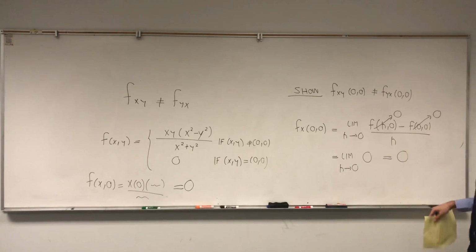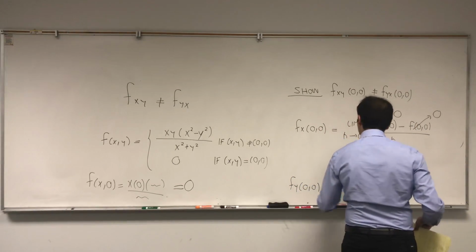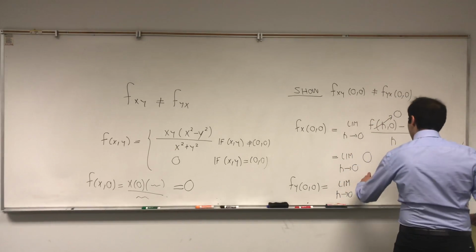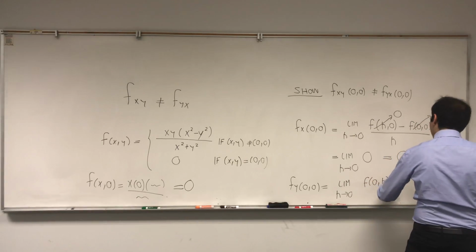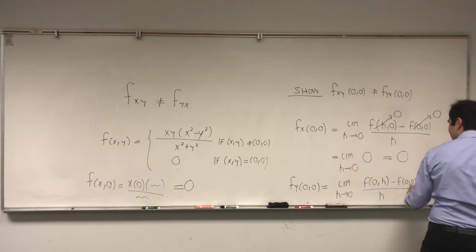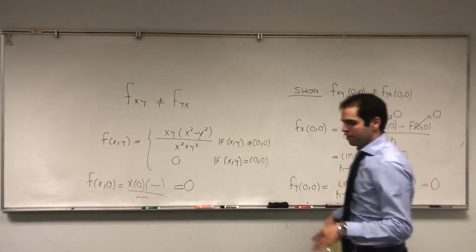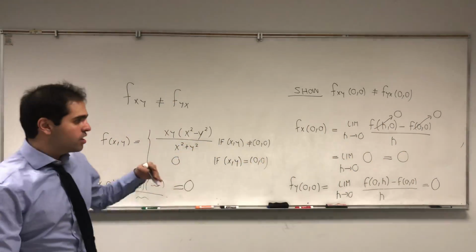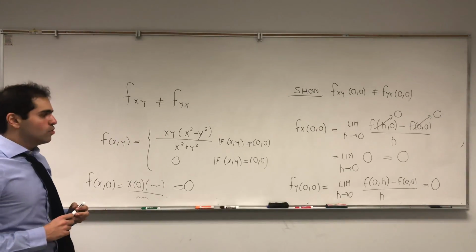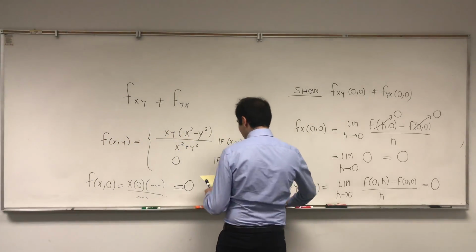You can do something similar with f_y at (0,0). That is the limit as h goes to 0 of f(0,h) minus f(0,0), over h. And again, you can show that this is always 0, this is always 0, so this is 0. So interestingly, the first derivatives exist at 0, and there's no issue here. The issue is really about the second derivatives, so let's calculate those now.